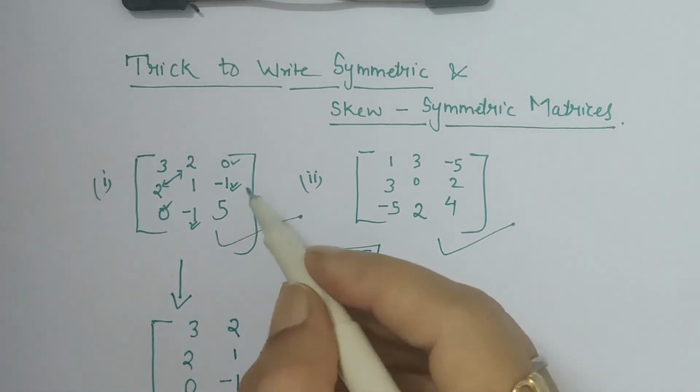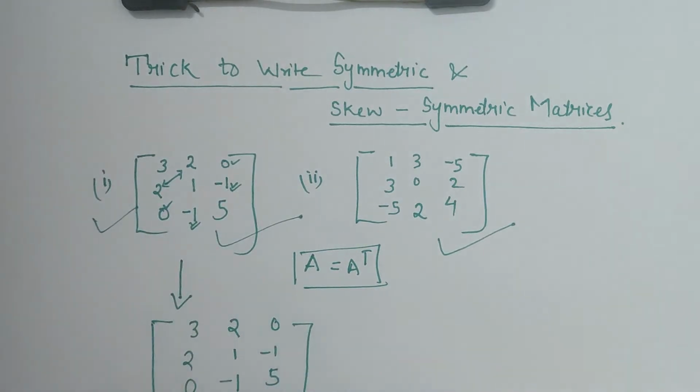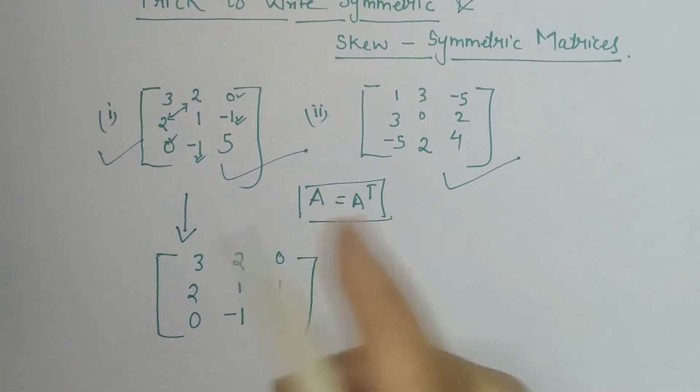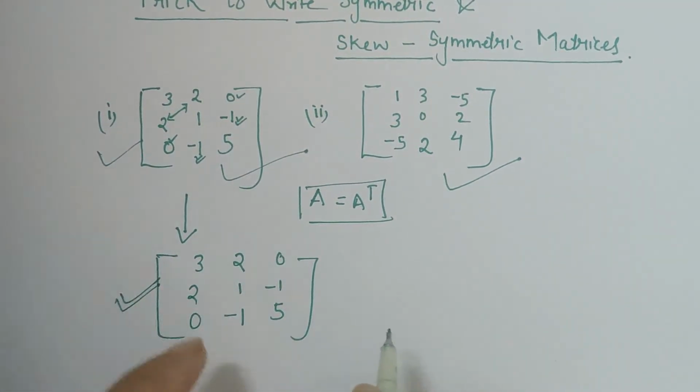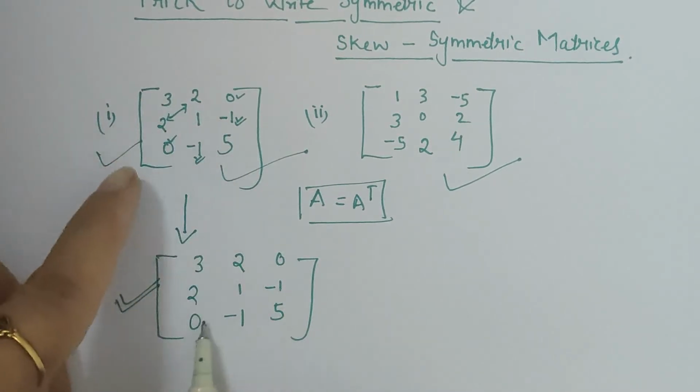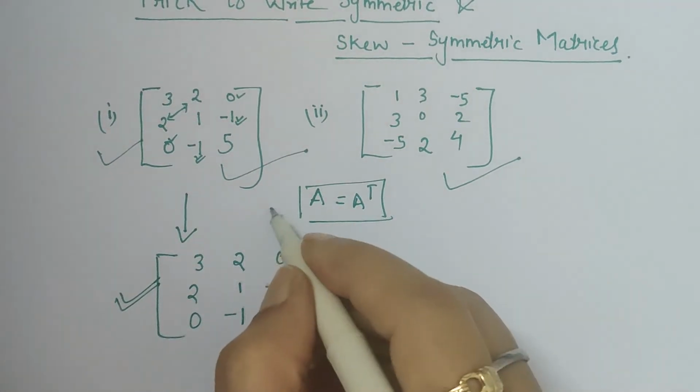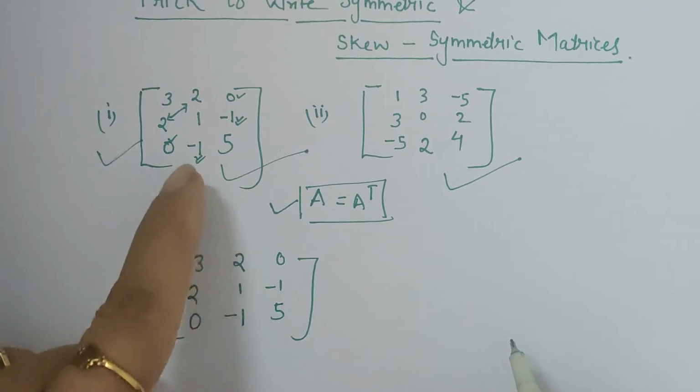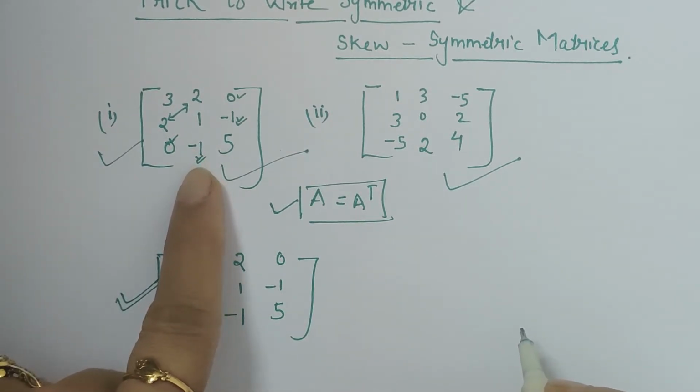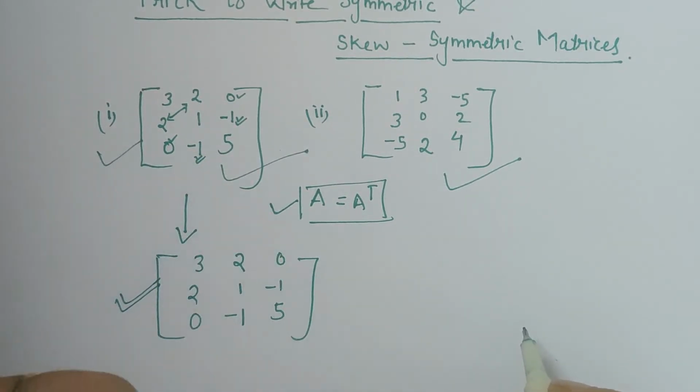Now just check if this matrix is similar to the new matrix or not. 3, 2, 0, 2, 1, -1, 0, -1, 5. Yes, that means it holds this condition. Therefore, the matrix we have written is a symmetric matrix. And I told you the technique very nicely, how easy it is.